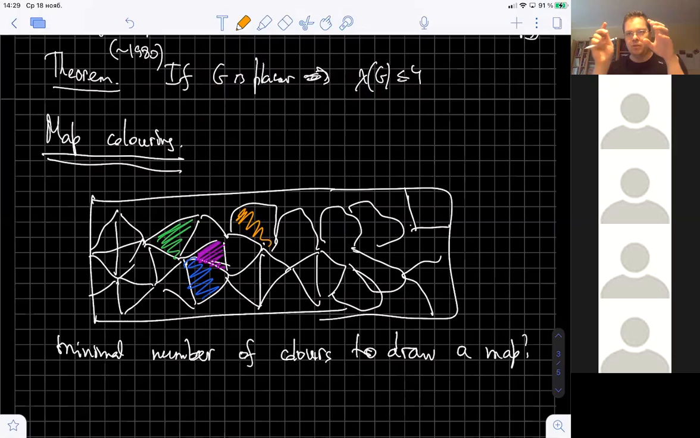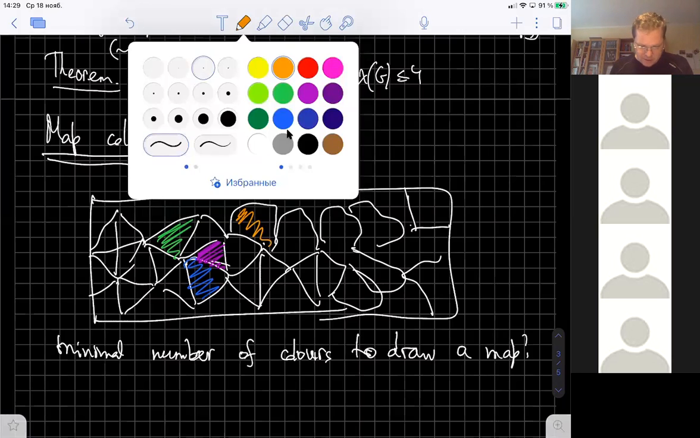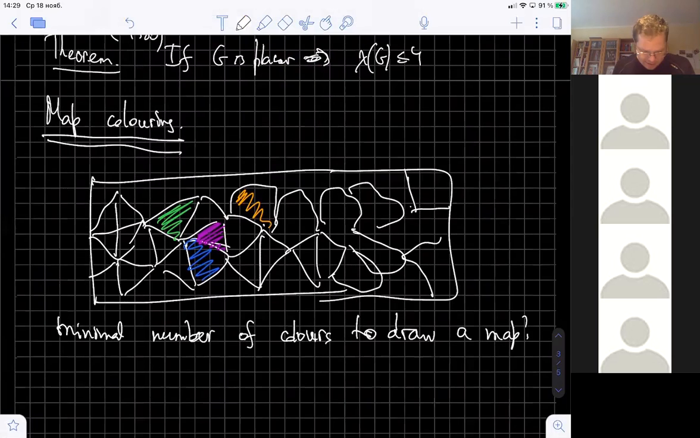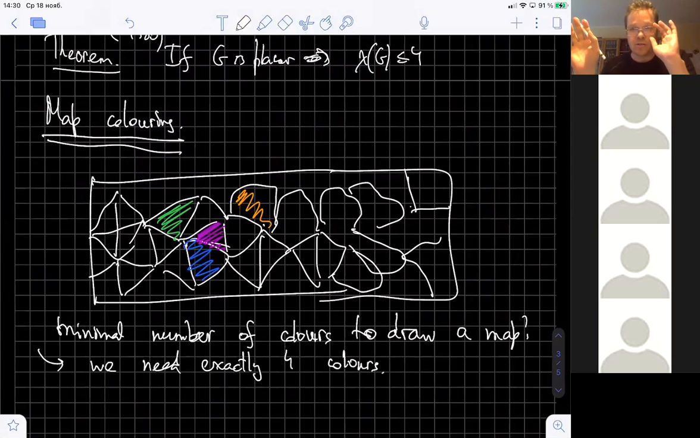But what if each country is a connected face, so it should be connected? How many colors do we need to have? And so the same theorem means that we need exactly 4 colors. So every map that we can draw on the plane can be colored in 4 colors.